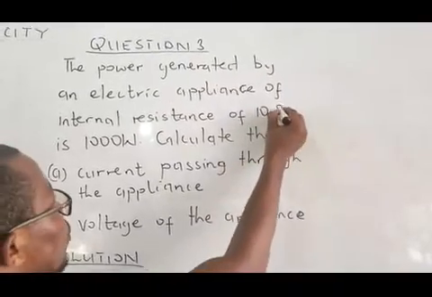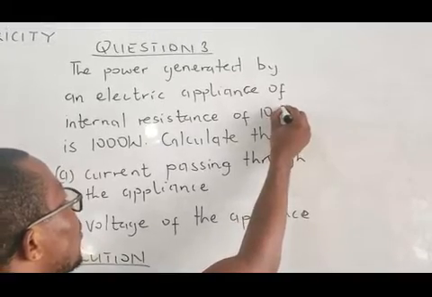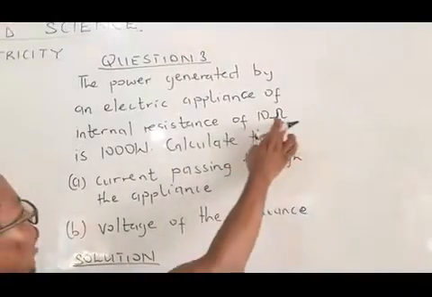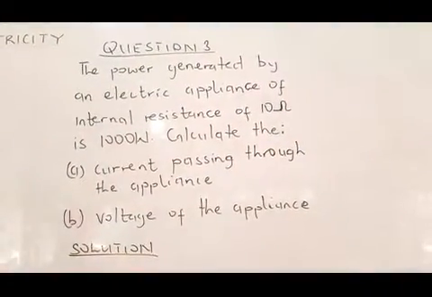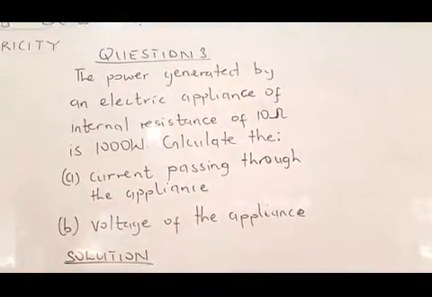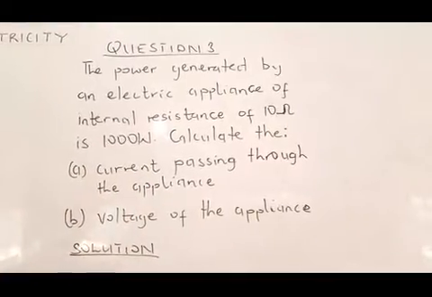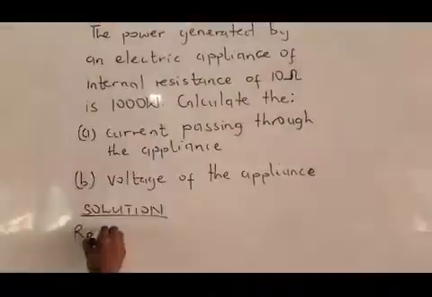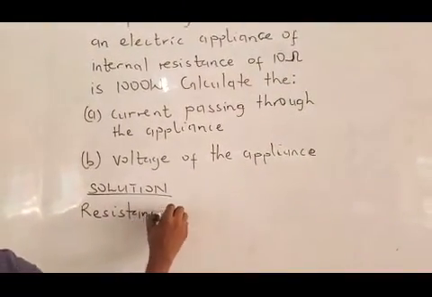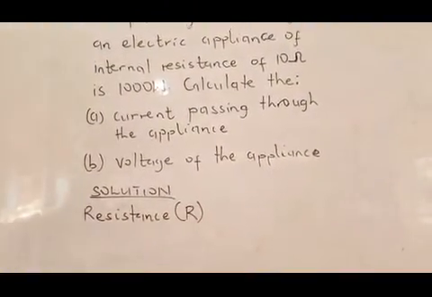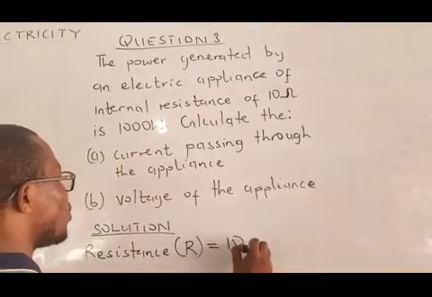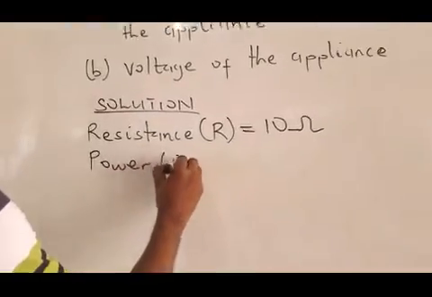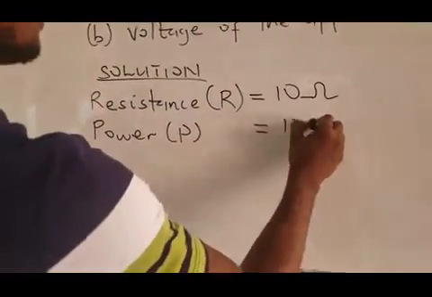And this 10 ohms, so this unit, ohms, is the unit for resistance. So it means that this value, the 10 ohms, is the resistance. And then power is measured in watts. So the 1000 watts here represents the power generated. So the resistance given in the question, resistance is represented as R, is equal to 10 ohms. And then the power that was generated, P, is equal to 1000 watts.